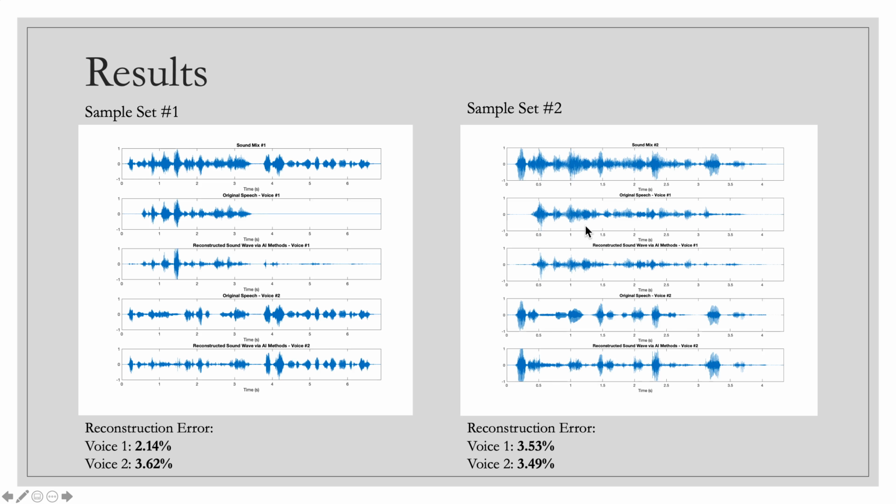I want to focus on sample set 2 because it's one of my favorites, and look at how well it reconstructed this sound wave. It is very close to the original. I mean, you see some little errors here, like I think these little lines are longer there than here, and this little area isn't quite perfect, but it's pretty good. I measured the error. We're looking at about 3.5% error.